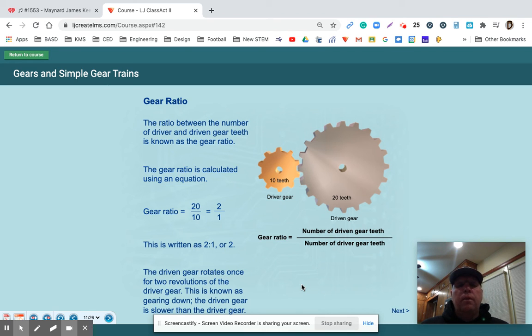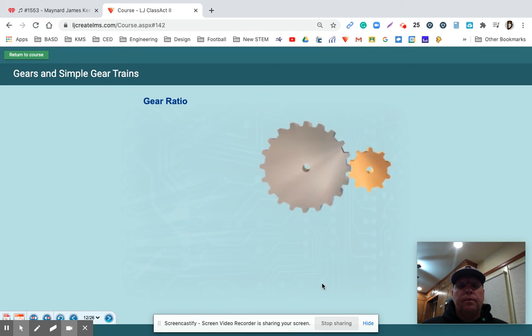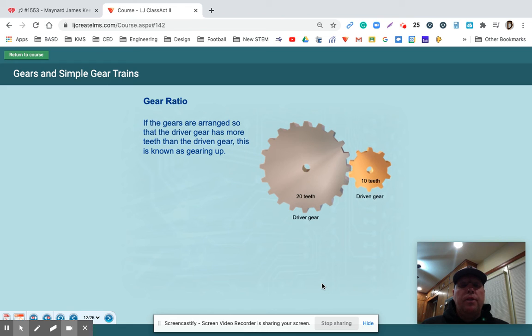The driven gear rotates once for 2 revolutions of the driver gear. This is known as gearing down. The driven gear is slower than the driver gear. Now we've got gear ratio. If the gears are arranged so that the driver gear has more teeth than the driven gear, this is known as gearing up.